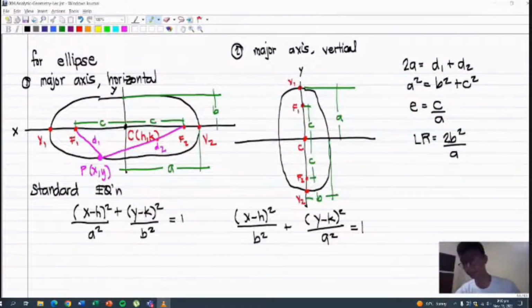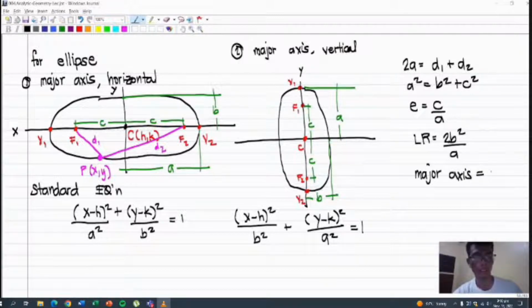sa next topic. So, yung next topic natin ay ellipse. Yung ellipse natin, dalawa lang naman yan. If the ellipse has a major axis na horizontal, and if the ellipse has a major axis na vertical. So, ang major axis, that is 2A. So, para sa ating ellipse, the major axis always has a value of 2A. And then, minor axis naman, may value yan na 2B.